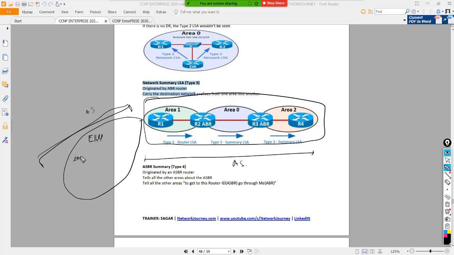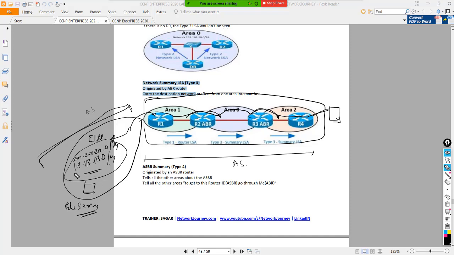Now let's say I have multiple networks here. Let's say I have 200.200.200.0 and I have 113.113.113.0. Let's say these networks should also be advertised inside OSPF, so that my user who is sitting over here can reach this network. Let's say there is a file server here which is on this network, and I have a user here.